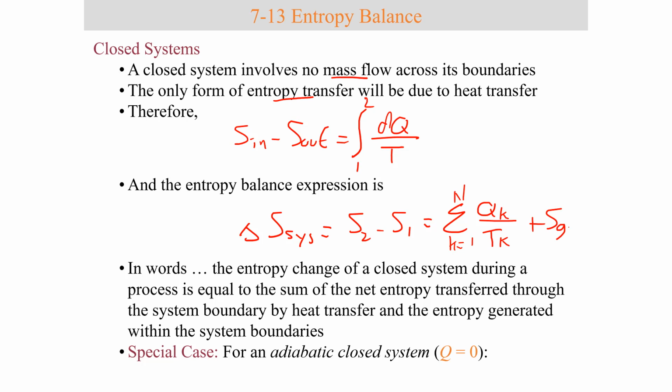plus the amount generated. So again, if I were to read this in words, it would be the entropy change of a closed system during a process is equal to the sum of the net entropy transferred through the system boundary by heat transfer and the entropy generated within the boundaries. In the special case too of an adiabatic closed system, this Q term would also go away, so that the change in entropy of an adiabatic closed system is just equal to the entropy generated.